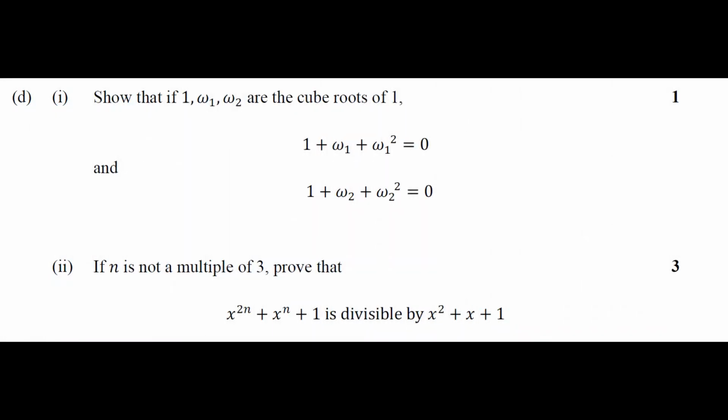Hi everyone, in this video I'm taking a look at question 12D part 2 of the 2020 Killara Extension 2 trial exam. In this question we're told: if n is not a multiple of 3, prove that x to the 2n plus x to the n plus 1 is divisible by x squared plus x plus 1. This part 2 follows on from part 1, where you can use that result if you want. That's where the question writer is guiding to help with part 2.